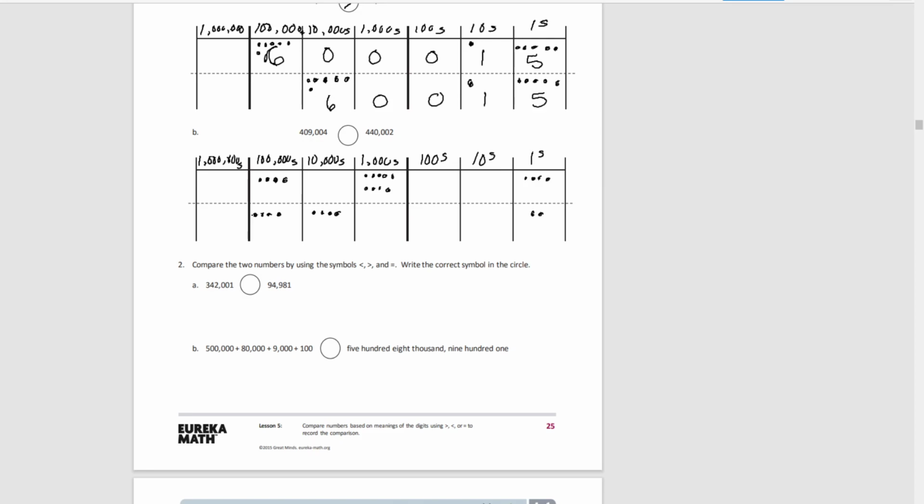So starting with the largest place value, 100,000s, we have 400,000s in the first number, 400,000s in the second number, so that doesn't help us. We move to the second and we see we have 0 10,000s in the first number, 4 10,000s in the second number. 4 10,000s is greater than 0 10,000s, therefore the second number is greater. So we say 409,004 is less than 440,002.